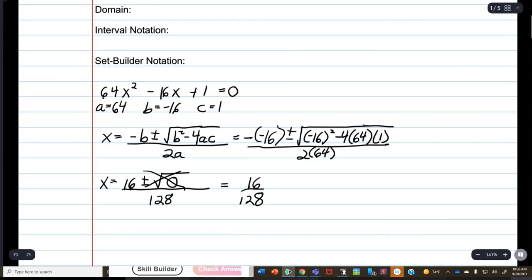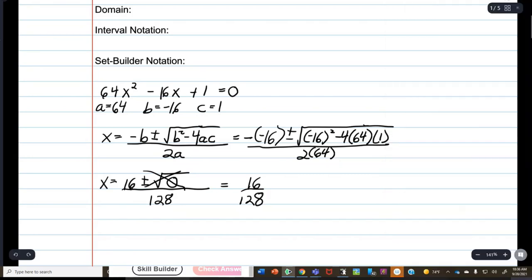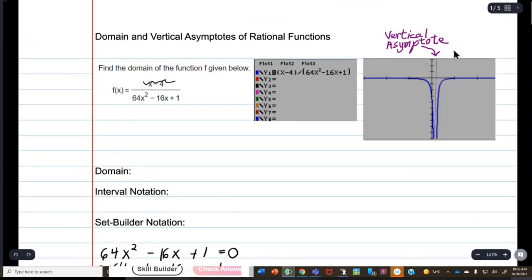I thought it was going to be horrible. So 16 divided by 128. Math, frac, enter. 1/8. 1/8 is the number that is going to have to be taken out of the domain. That's the bad boy right there. It also means that the vertical asymptote, this red dashed line that goes down through the break, is going to be located at x equals 1/8.